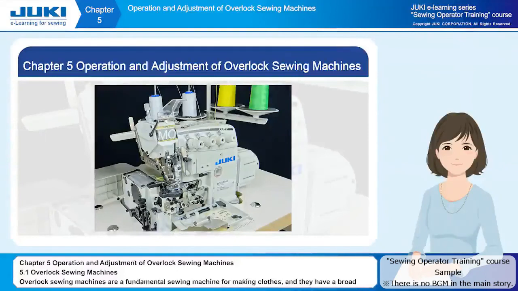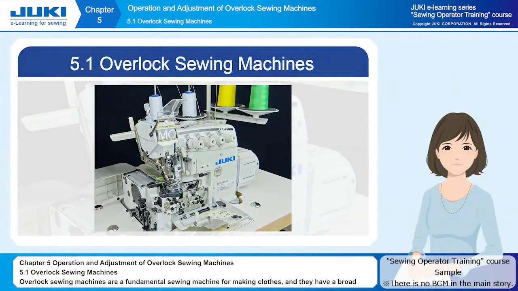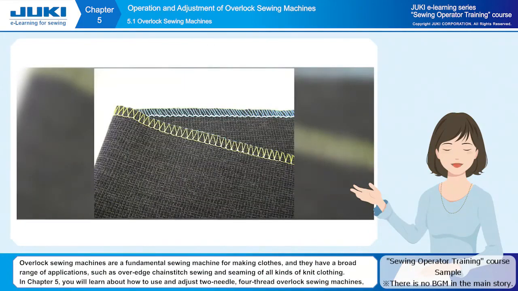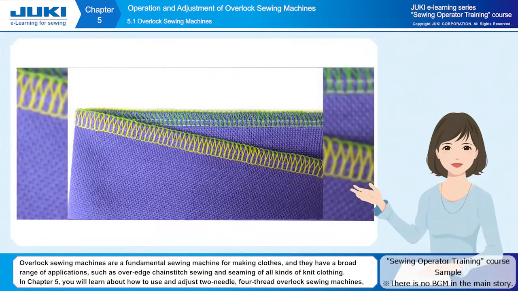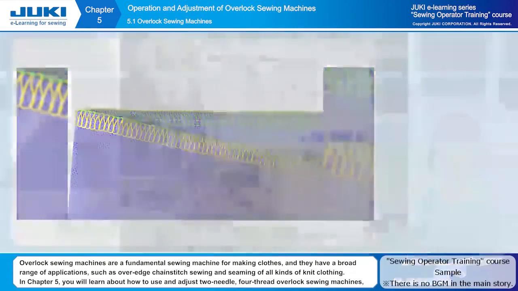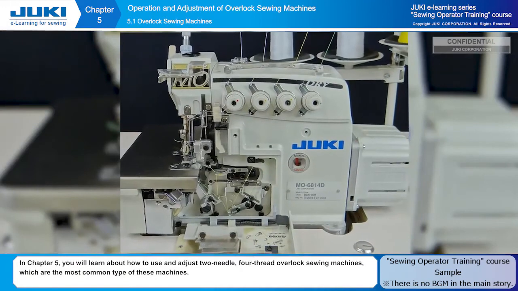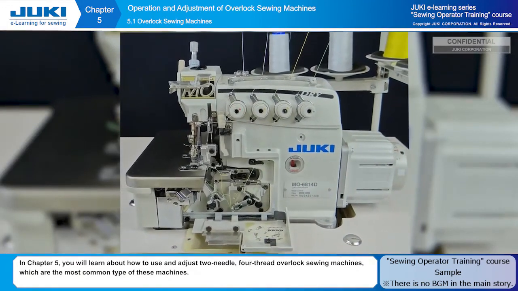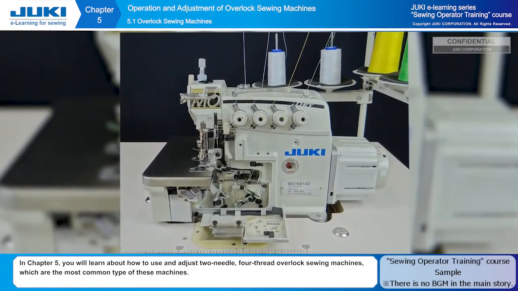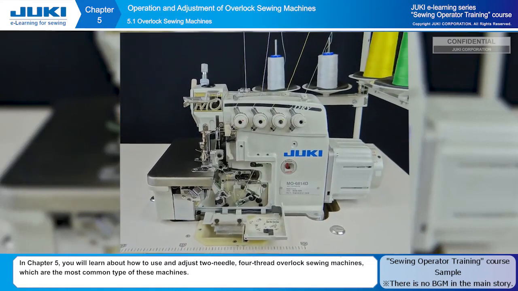Chapter 5: Operation and Adjustment of Overlock Sewing Machines. Chapter 5:1 Overlock Sewing Machines. Overlock sewing machines are a fundamental sewing machine for making clothes, and they have a broad range of applications, such as over-edge chain stitch sewing and seaming of all kinds of knit clothing. In Chapter 5, you will learn about how to use and adjust 2-needle, 4-thread overlocking sewing machines, which are the most common type of these machines.